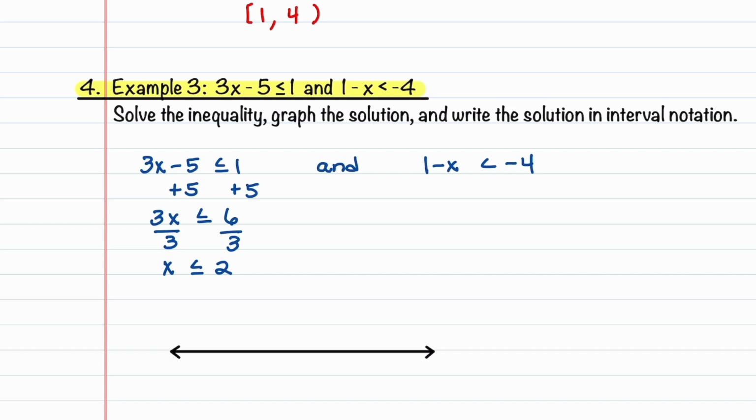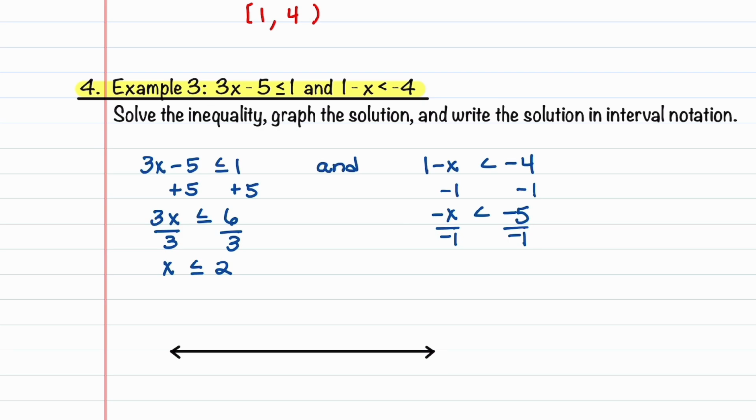Now let's go over to the right. We want to get x by itself, so let's subtract 1 from each side. This gives us minus x is less than minus 5. Now here's where we have to be really careful. We need to divide each side by minus 1 to get x by itself.